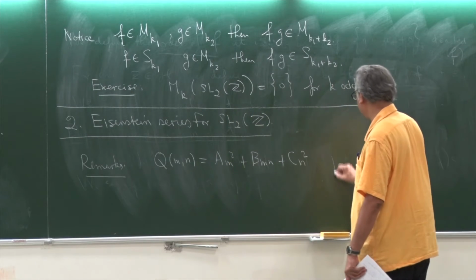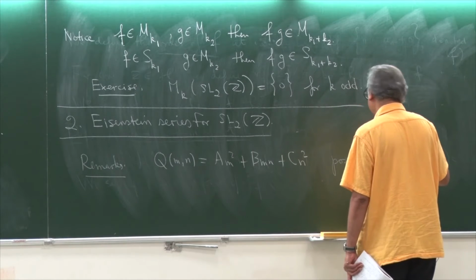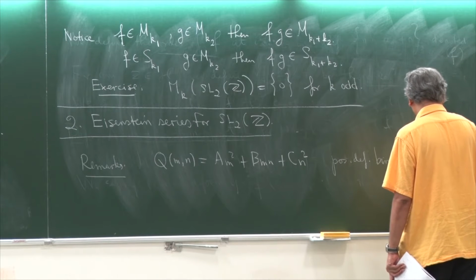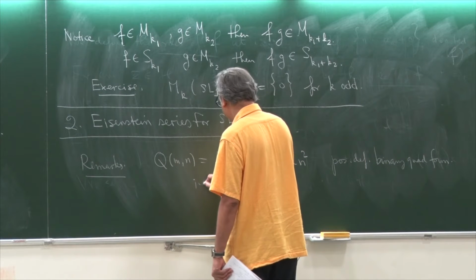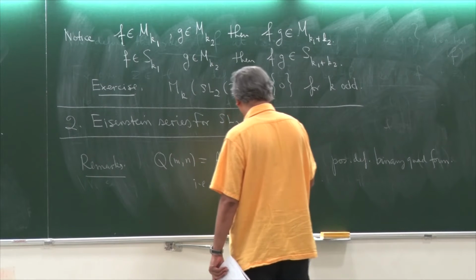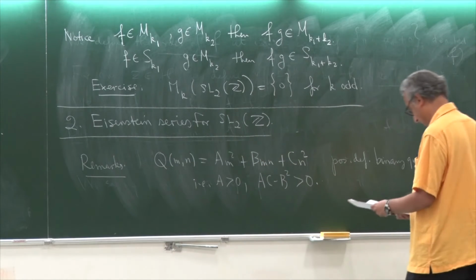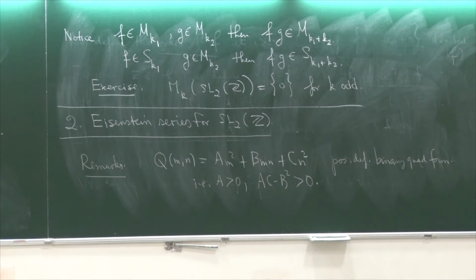So if I have a positive definite quadratic form, a binary quadratic form, binary meaning there are two variables, to say it's positive definite is equivalent to saying that A is positive and the discriminant AC minus B squared is also positive. And we can write our quadratic form in matrix notation, which might make it a little bit easier to see.